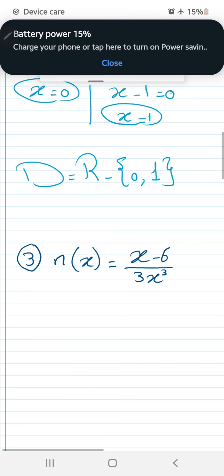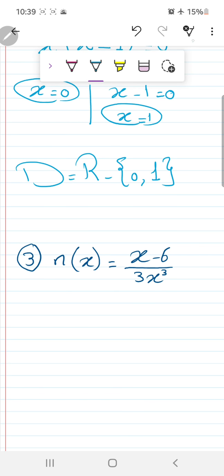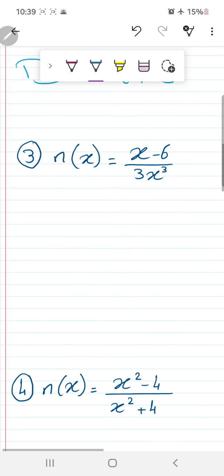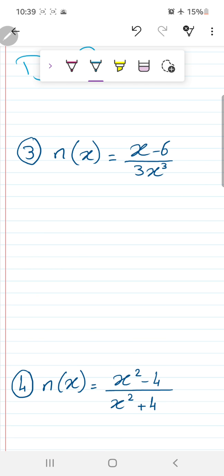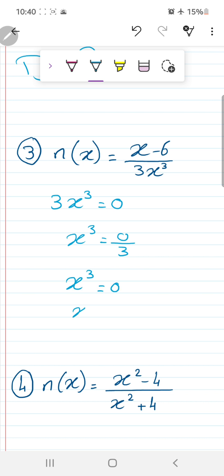Another example. N of x equals x minus 6 over 3x power 3. So put 3x power 3 equals 0. Move 3 to the other side by dividing. So x power 3 equals 0 divided by 3. 0 over any number equals 0. Take the cubic root. So the result will be 0. So our domain here is R minus 0.